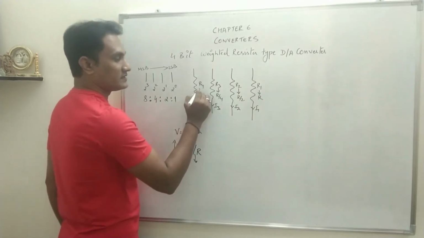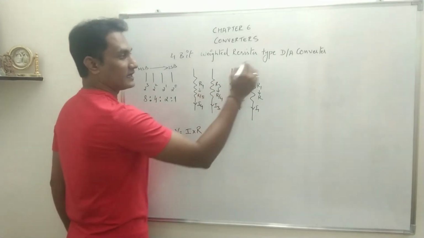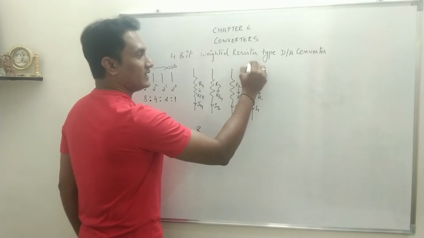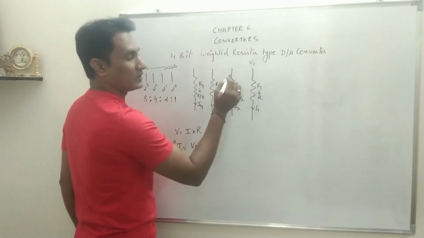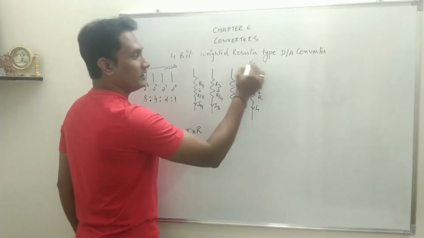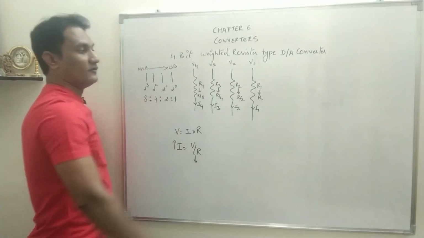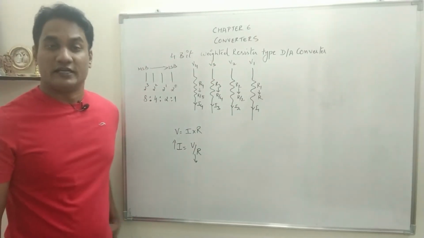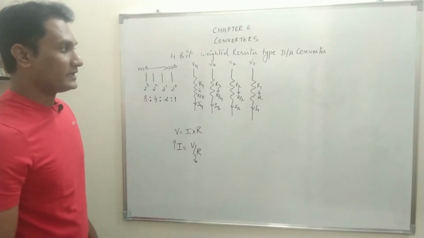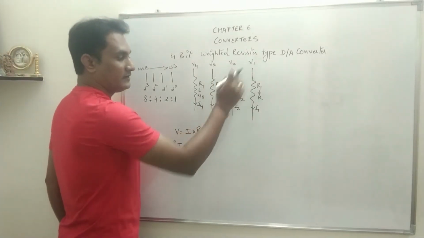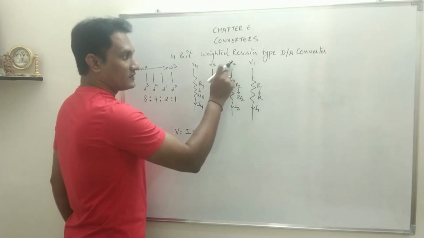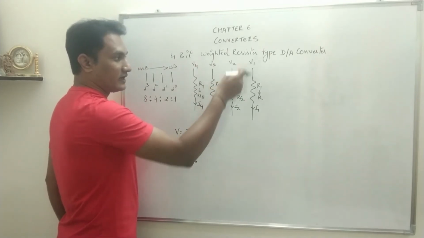And the next resistance will be R by 8, starting from LSB to MSB. Let the voltage digital values which we are going to apply be V1, V2, V3 and V4. These are the 4 voltages which we will be applying at the input. So this will be the digital data, and as soon as a voltage is applied over here, current will flow.